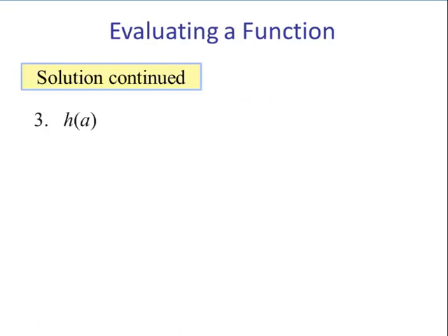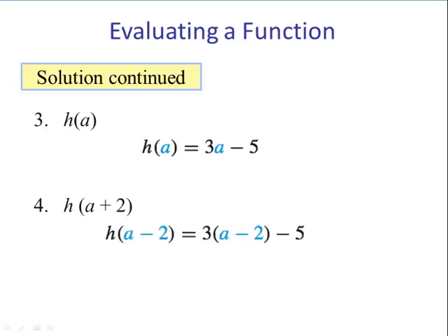Number 3, h of a. Everywhere we see an x, we substitute an a. So we're left with 3a minus 5. There's no like terms, so we are finished. And number 4, everywhere we see an x, we substitute a plus 2. So now we can use the distributive property here. So we're left with 3a minus 6 minus 5. Combine like terms, and we're left with 3a minus 11.